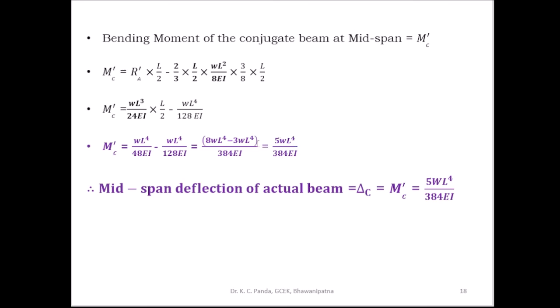So this is the bending moment at mid span of the conjugate beam. So this is equal to the deflection at the mid span of the original beam. The mid span deflection of actual beam is delta C is equal to MC dash is equal to 5 WL fourth by 384 EI. So this is the mid span deflection of the actual beam.